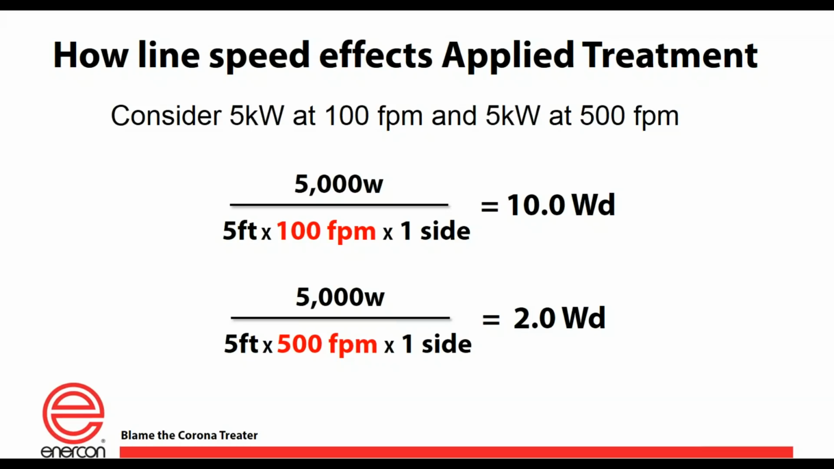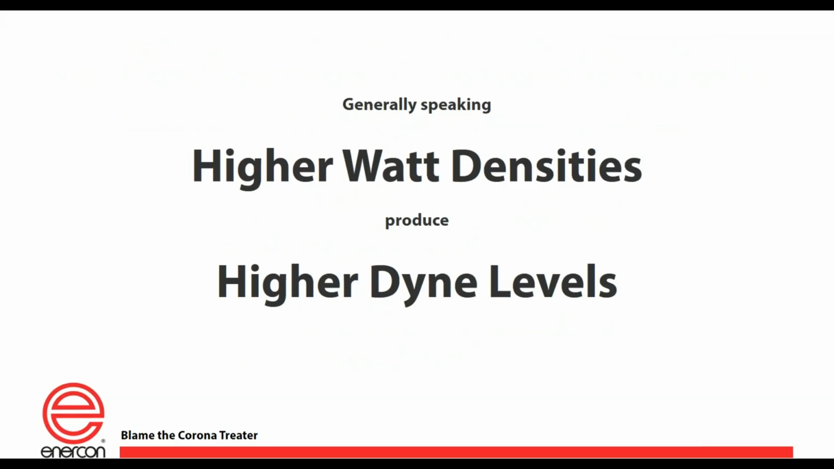Now, many of you out there might say, well, this is great. Watt density of 2, watt density of 10, whatever. Give me some context here. What does this mean to me? Generally speaking, most corona treaters are sized between a watt density of 2 and 3. So as we go forward, if you calculate on one of your own applications, you'll likely see a similar number, and you'll get the position of where we're at. Generally speaking, higher watt densities produce higher Dyne levels. But again, we'll be dealing more with the details of this as we go along.